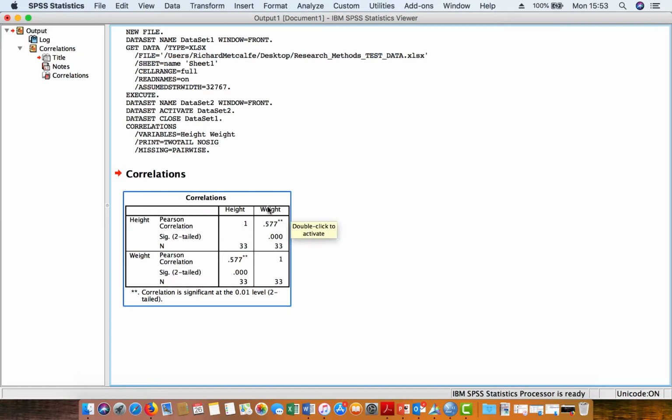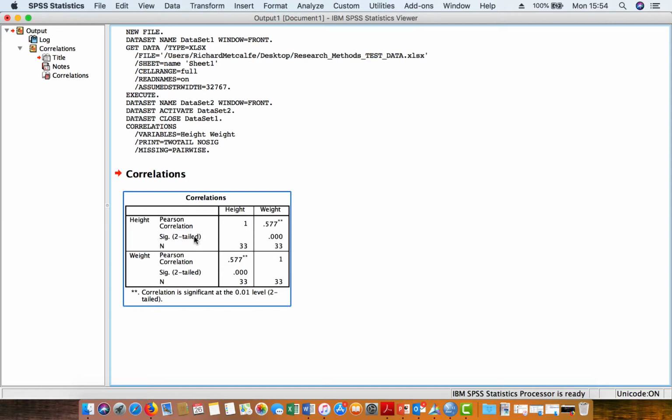So let's look at this Pearson's correlation coefficient first. So we've got 0.577. And if you remember from the lecture, Pearson's correlation coefficient can be anywhere between -1, which would be a perfect negative relationship, to 0, no relationship at all, and up to +1. And +1 would be a perfect positive relationship. So here we've got probably what you would call a moderate correlation between height and weight. It's not perfect by any means, but it's certainly a moderate to strong correlation there between those two variables.